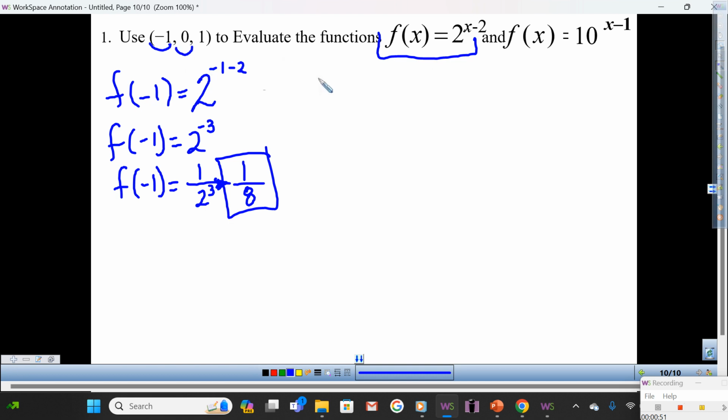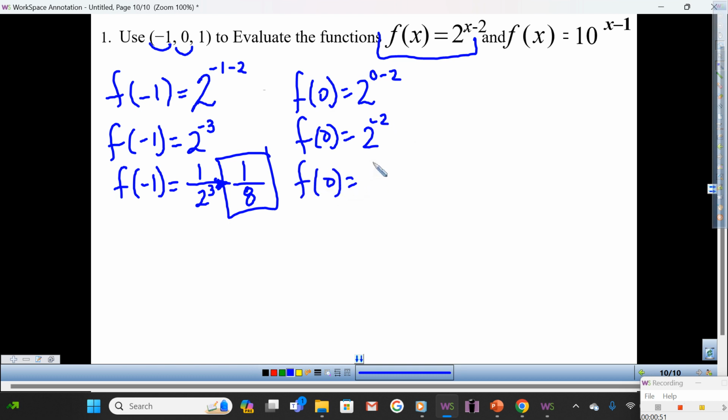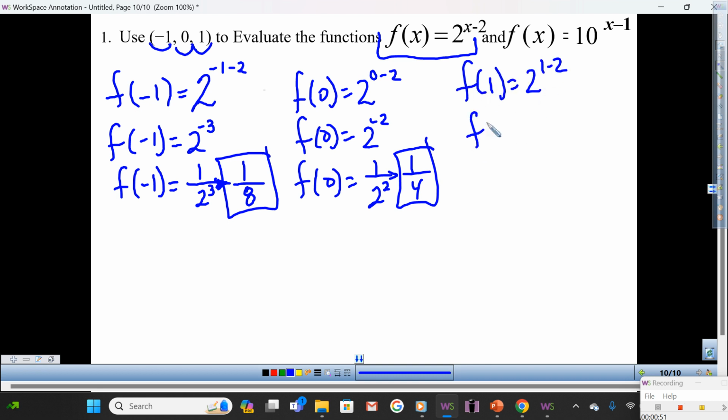We got f of 0. f of 0 equals 2 to the 0 minus 2. f of 0 is 2 to the -2. Can we have negative exponents? No. So f of 0 equals 1 over 2 to the 2nd, which is what, Jacob squared? 4. Let's go. And then we go to +1. So this is f of 1 equals 2 to the 1 minus 2. f of 1 is 2 to the -1. So f of 1 is 1 over 2.